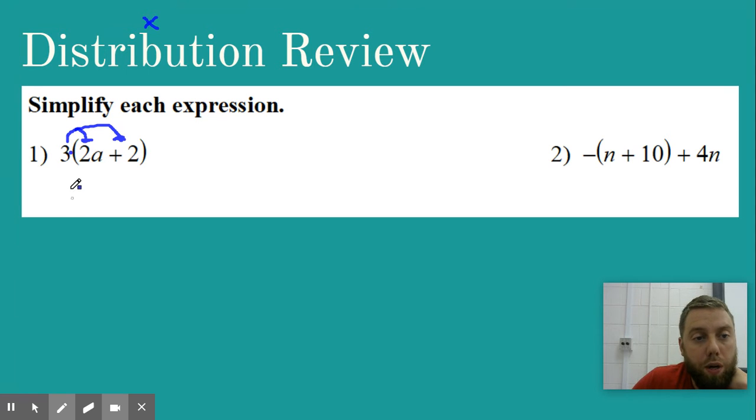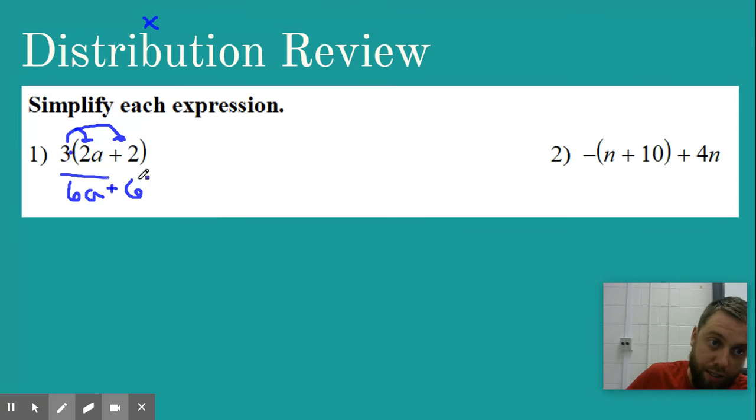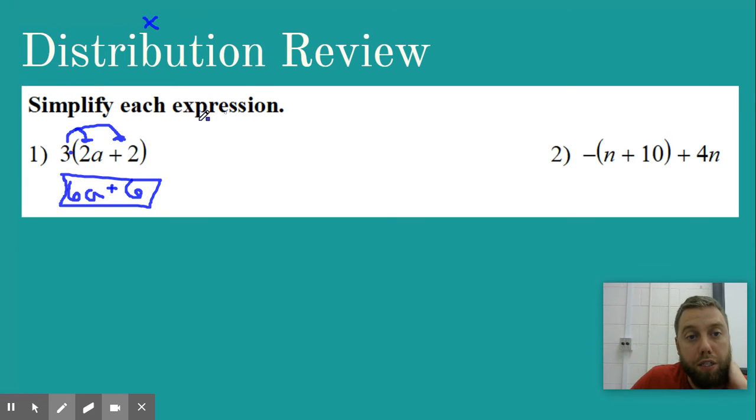3 times 2a, well, that's going to be 6a. The variable stays the exact same. And then 3 times 2 gives us 6. And this positive sign just moves right down here. And that's as simple as it gets. We have now simplified, made more simple, the expression, no equal sign, so we know it's an expression, by distribution.